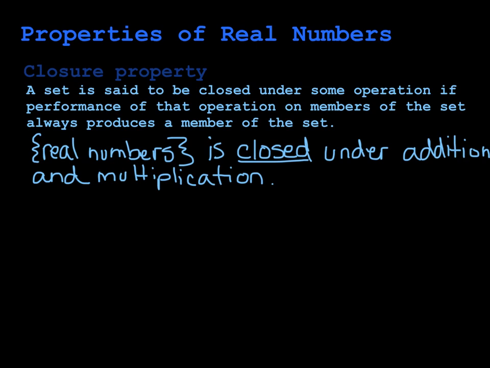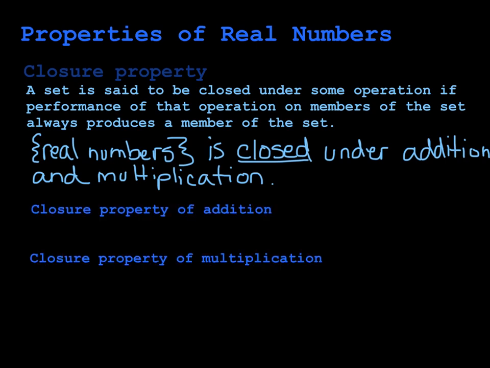Alright, so under closure we have 2 properties that we need to learn. The closure property of addition, and by addition I'm including subtraction in that definition because subtraction is just the addition of a negative number. So the closure property of addition says that a plus b is a unique real number. There is only one solution when you add or subtract numbers.